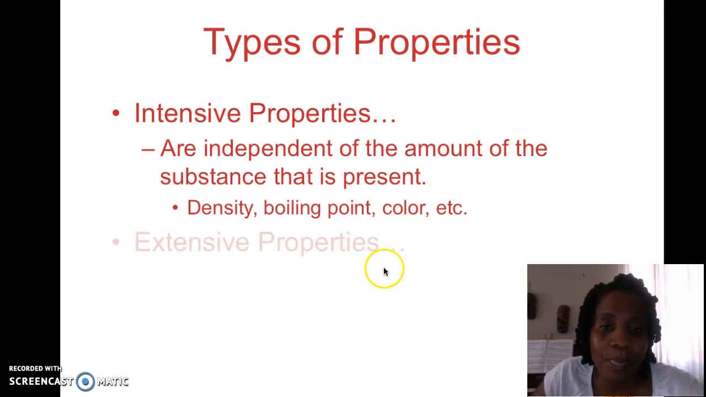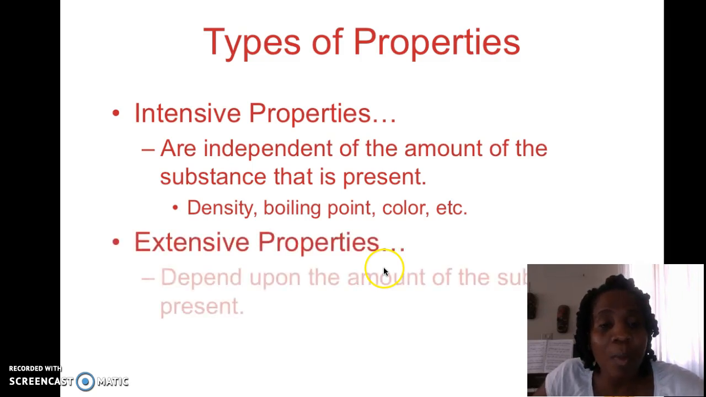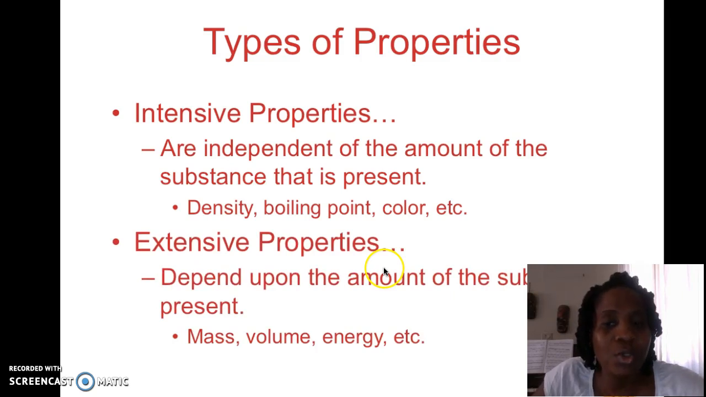An extensive property is one that depends on the amount. That usually refers to some measurable quantity such as mass or volume, the amount of energy contained, etc.